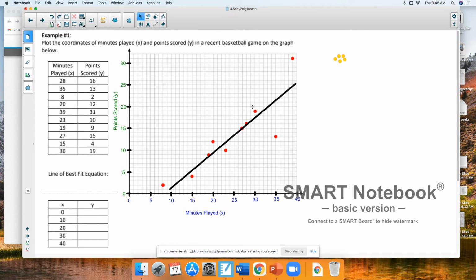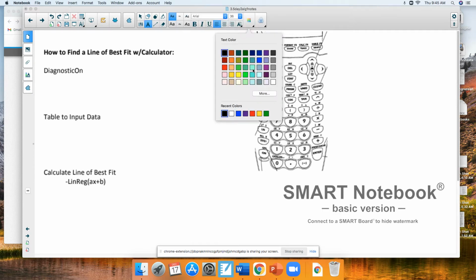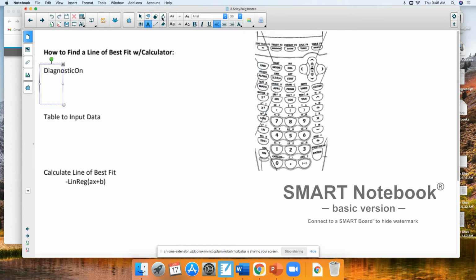So in order to do that, what we need to do is make sure that our diagnostic is on on your calculator. In order to turn your diagnostic on, the fastest way to do that is actually to go to your catalog, which is down here. So we're going to press second and then the 0 button, which is for the catalog.